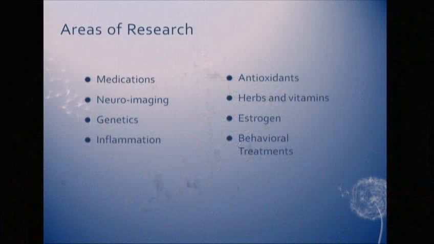These are some of the areas of research that are currently being done. Things on medication, the neuroimaging I mentioned, genetic testing to find out a little bit more about that, so that people that are interested in finding out about that, if there's a hereditary factor. Inflammation, that's kind of the inflammation in the brain, all those kinds of things that might interfere with blood flow to the brain. Use of antioxidants, herbs, vitamins, estrogen, and behavioral treatments.